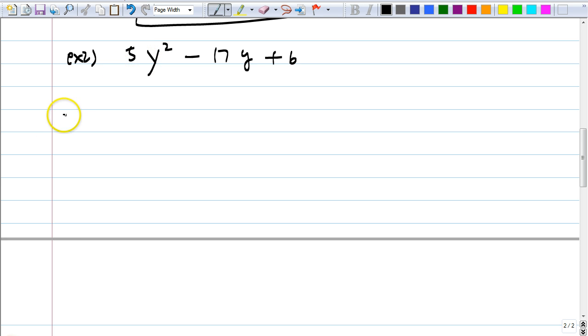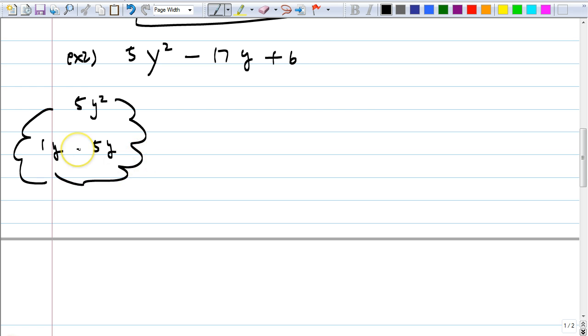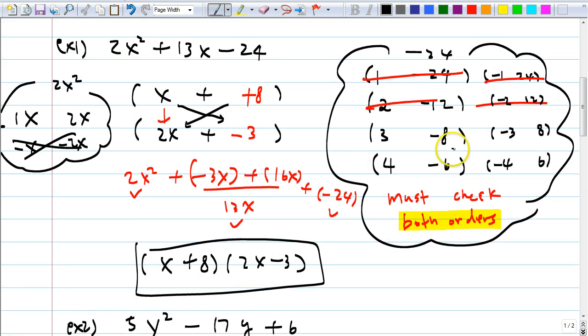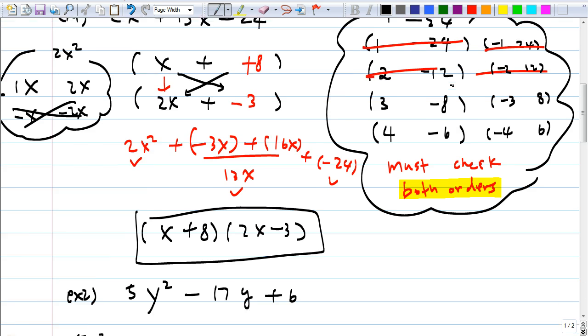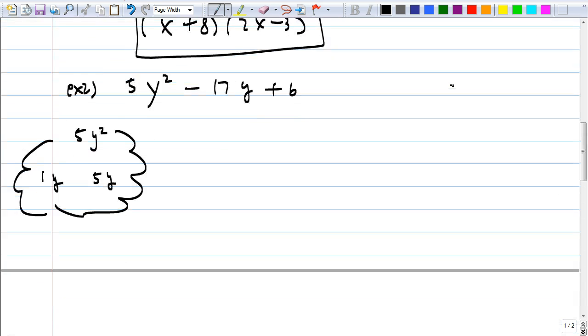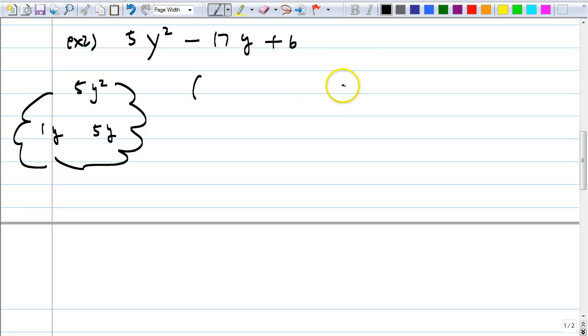Yeah, so for positive 5y squared, there's only one way, right? Which is what, class? 1y and 5y. Do I need to try negative 1y and negative 5y? No, because remember I told you, as we're choosing these, we're looking at all the possible ways for one of them to be negative, the other to be positive. So you don't have to worry about that for the first number. Does that make sense? Okay, so you don't have to try negative 1y and negative 5y. Don't worry about that one for now. Later we'll discuss a little more.